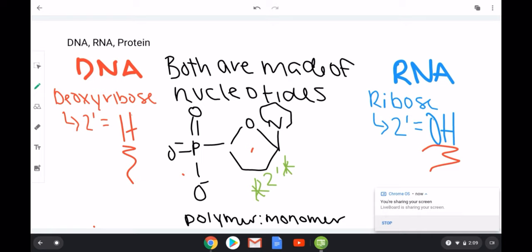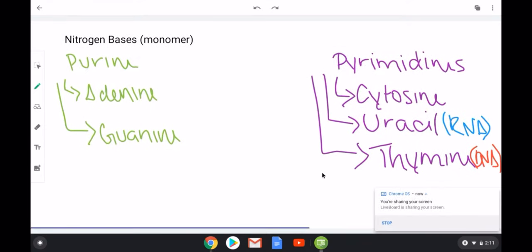And furthermore, a nucleotide is a polymer, and the nitrogen bases inside of the nucleotide have 2 different subsections. There are the purines and the pyrimidines. Purines consist of adenine and guanine, whereas pyrimidines consist of cytosine, uracil, and thymine. Uracil will only ever be seen in RNA, and thymine will only be seen in DNA.